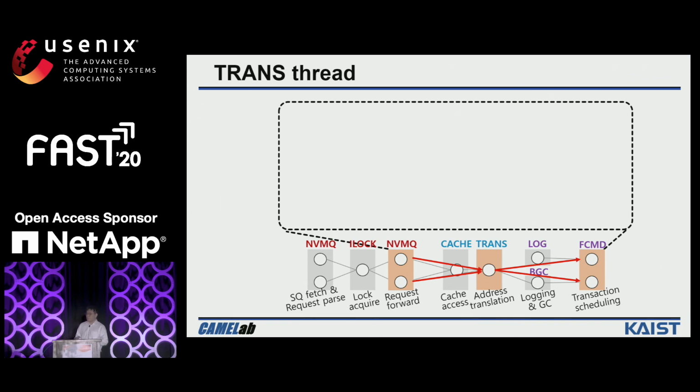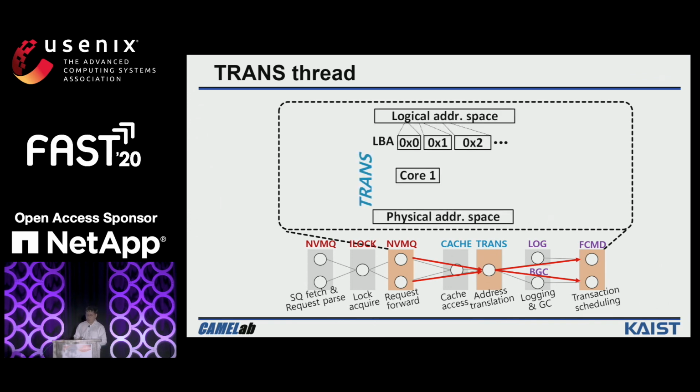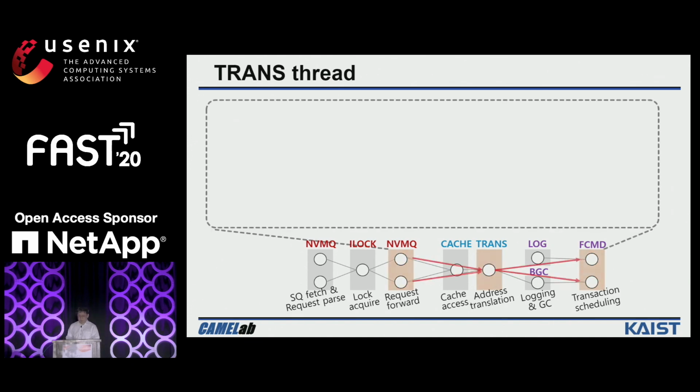The trans threads translate the logical address of our request to the NAND flash physical address. However, the logical address space and the physical address space are shared by multiple trans cores. So they may translate the same logical address to different physical addresses. This will cause conflicts. To address these challenges, we can use lock-free designs in the trans threads.